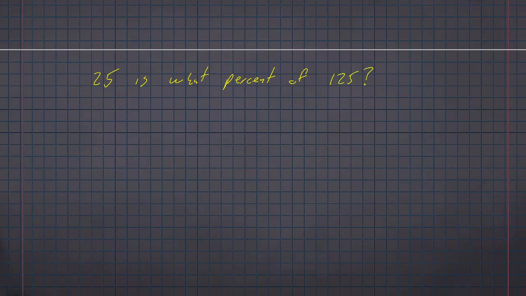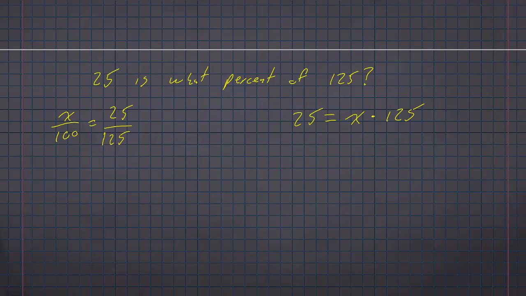25 is what percent of 125? Setting this up as a proportion, the percent is unknown, but it's going to go over 100. The part, the thing that's on one side of the verb, 25, and the thing that comes after the word of is the whole, in this case, 125. Setting this up as a percent equation, 25 is means equal sign. What percent? I don't know. We'll call it x. Of means multiply, and then 125.